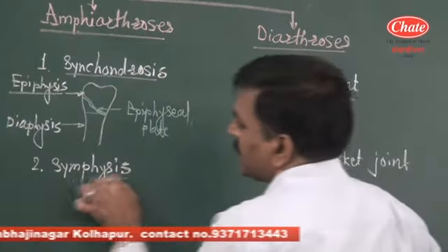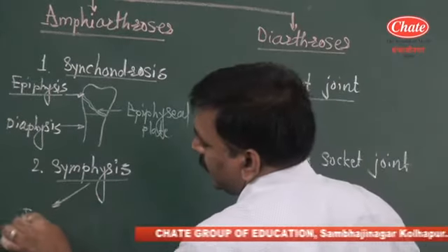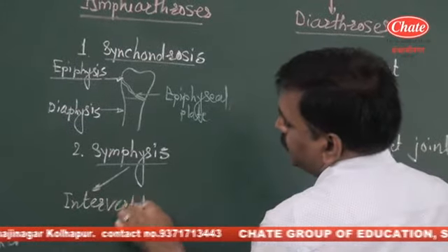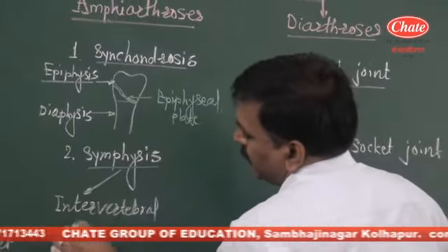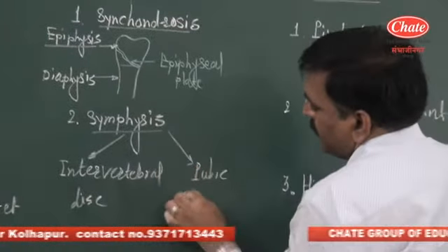Then there is symphysis. Symphysis is of two types here: the intervertebral disc and the pubic symphysis.